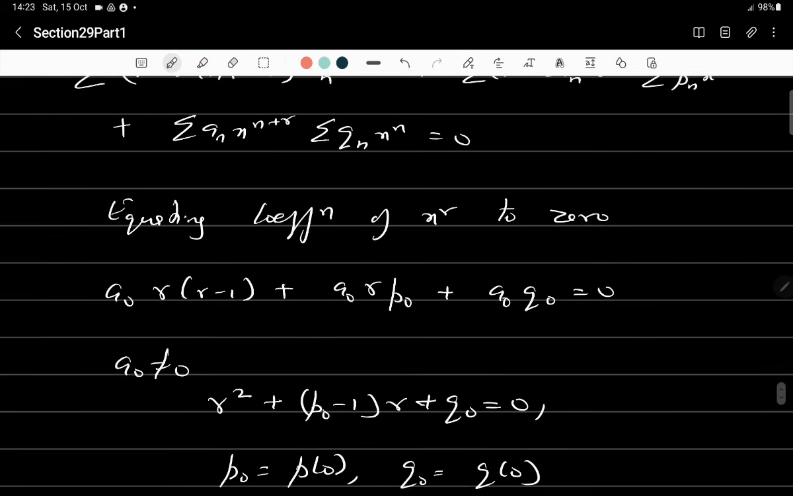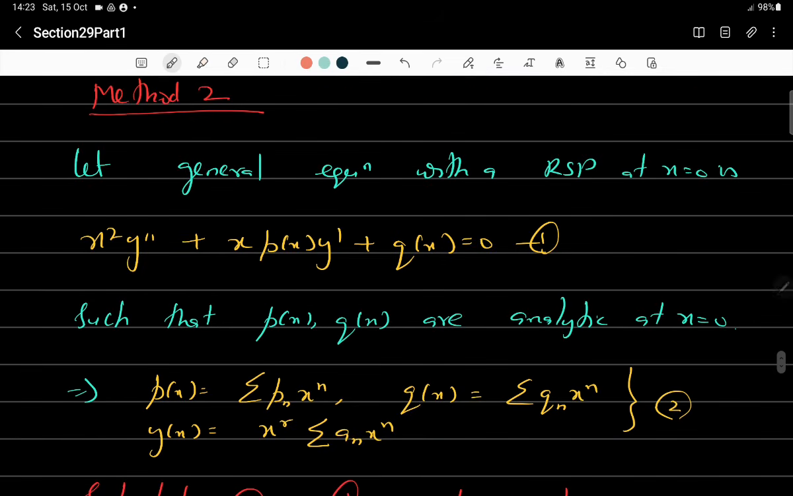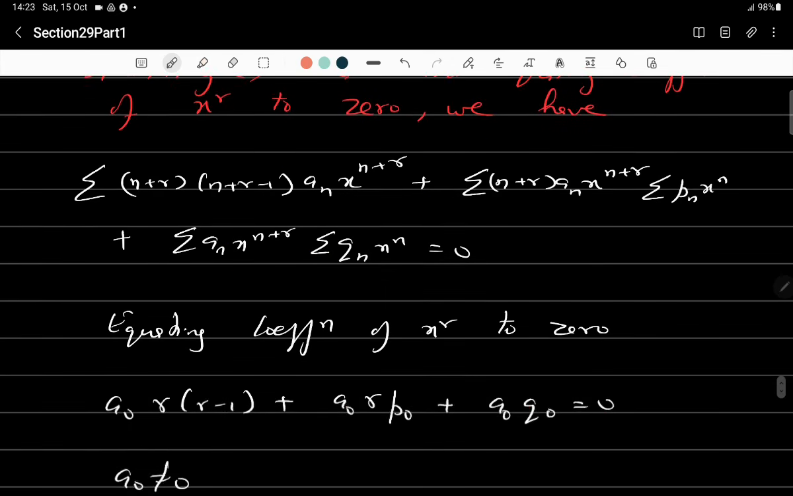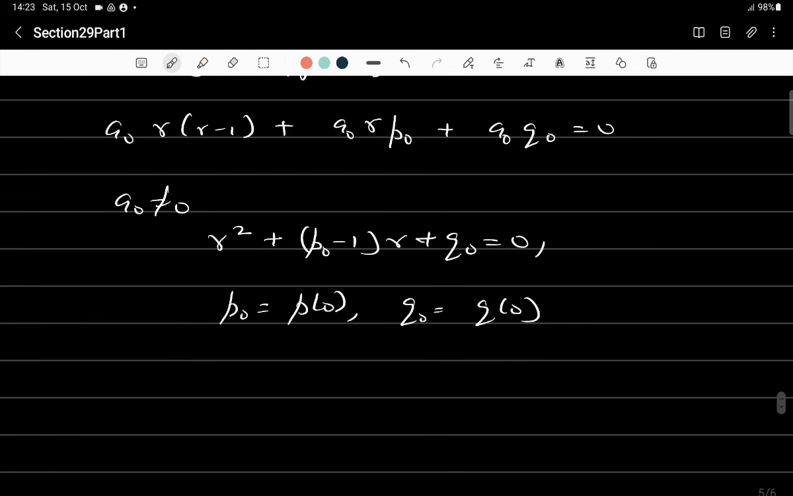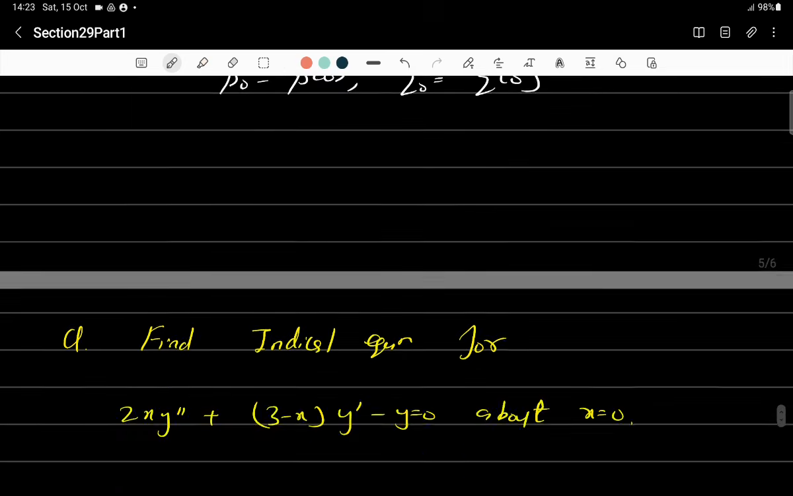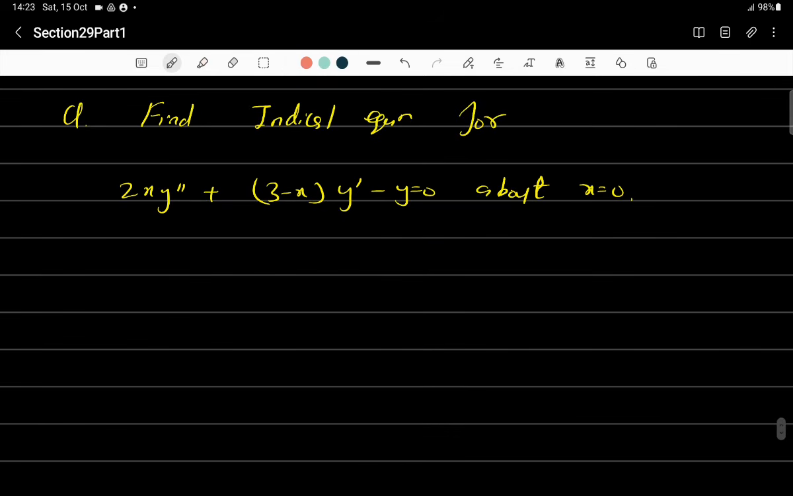It means that if I can transform the given equation into the form x square y double dash plus x p y dash plus q y is equal to 0, then about x equal to 0, I can directly use the formula that the indicial equation would be r square plus p naught minus 1 r plus q naught is equal to 0. Let's see the question for better understanding.